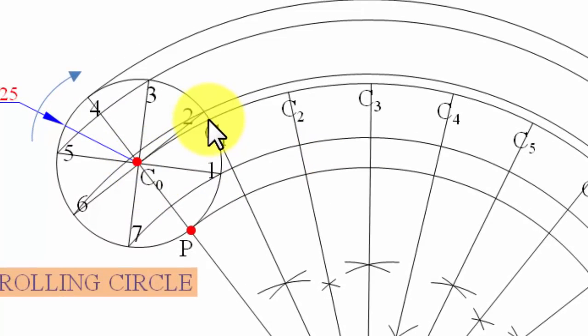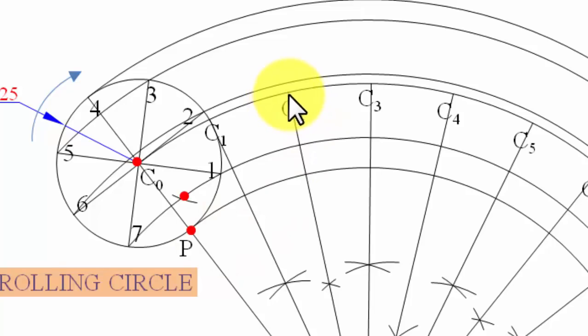So what you need to do right now is keep your compass set at a radius of 25 millimeters. This arc you see passing through point 1, you need to take this as the center, C1, and put an arc over here, something like this. This is going to be your point P1. Okay, the same step has to be repeated for C2.